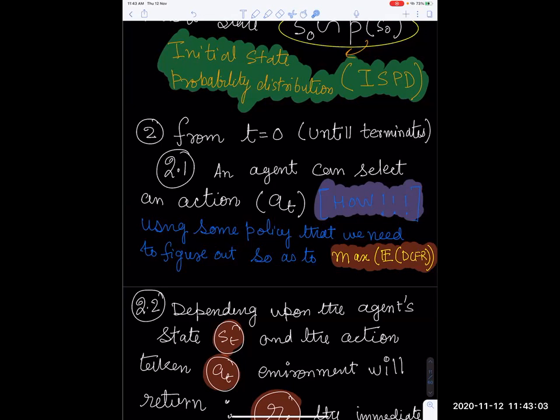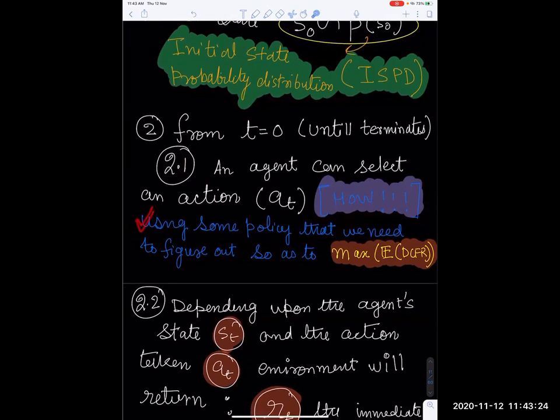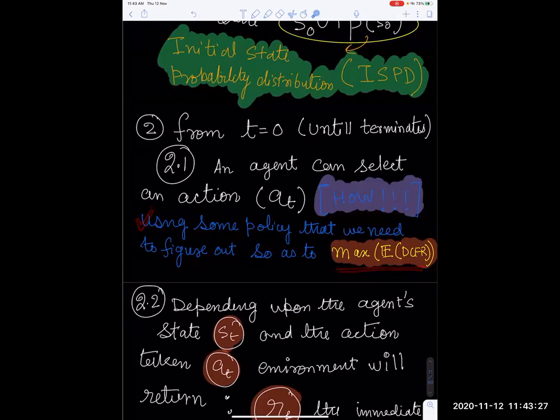A policy is something that helps you decide your action. At any state, a policy has to be there which tells you what action needs to be taken, and there has to be a rationale behind the policy. The policy needs to fulfill a goal. What is the goal here? To maximize your expected discounted cumulative future rewards.